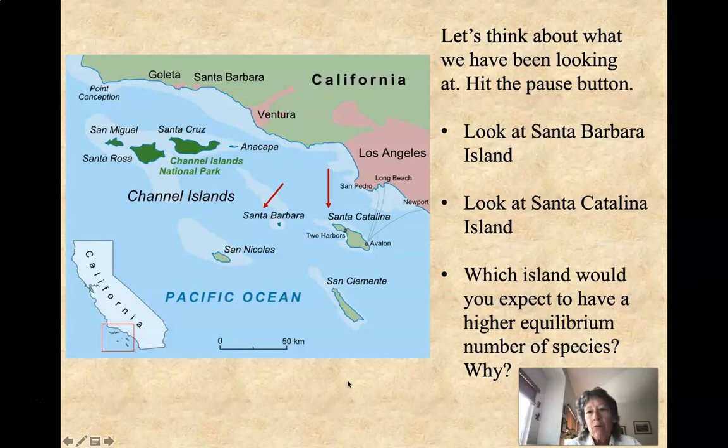So let's think about what we've been looking at. I'd like you to hit the pause button, look at Santa Barbara Island, look at Catalina Island. Which island would you expect to have a higher equilibrium number of species, and why? So hit the pause button and see if you can come up with an answer to that.